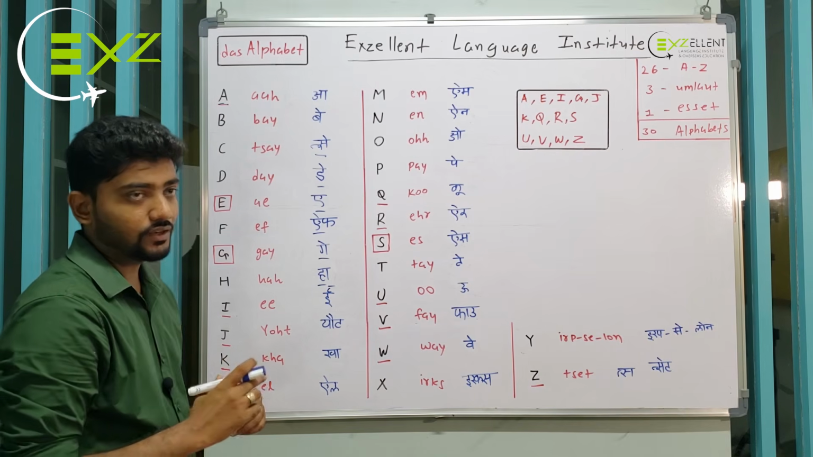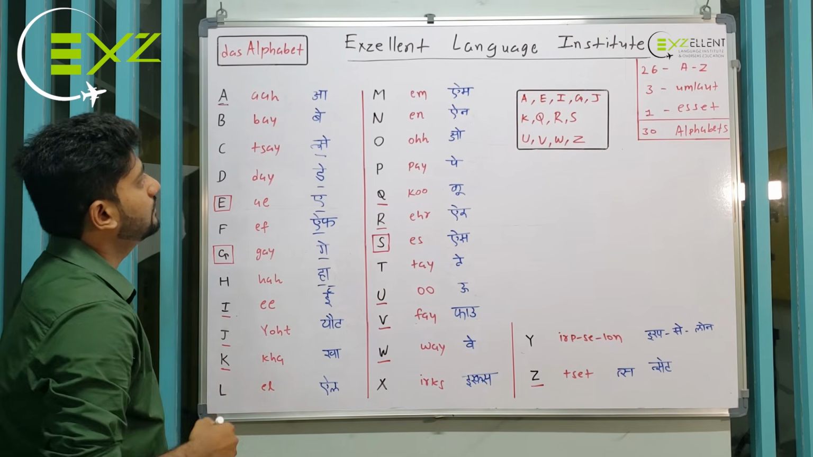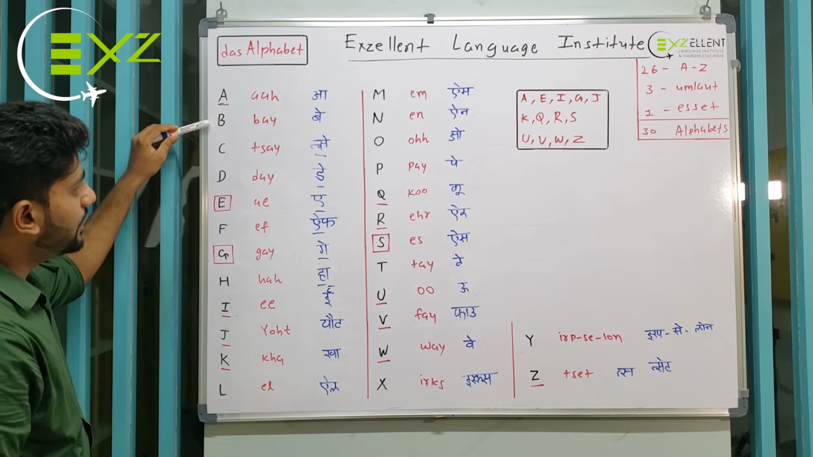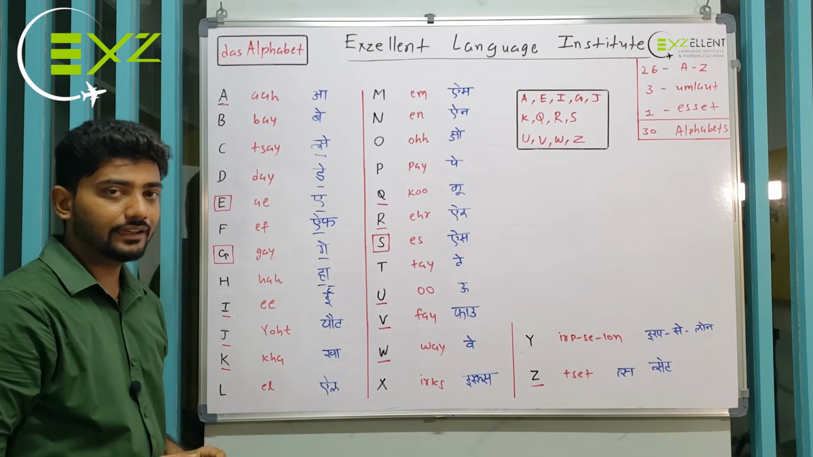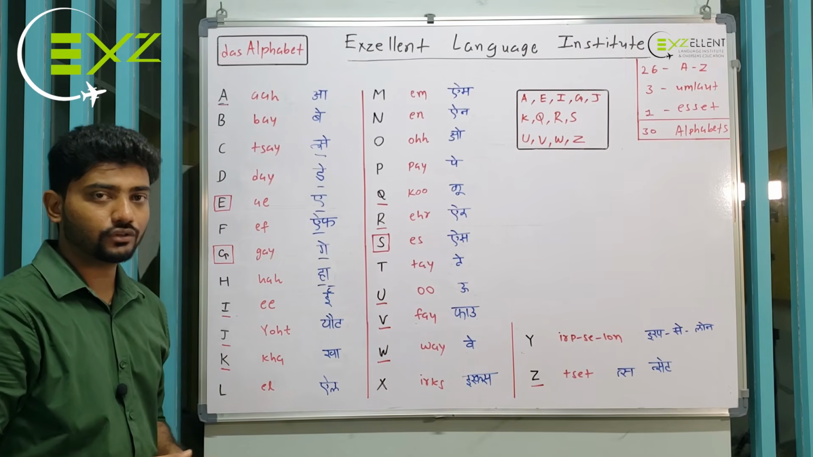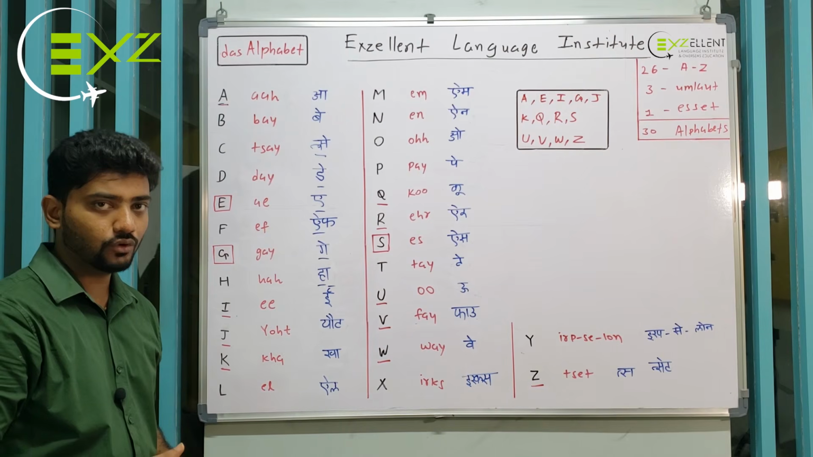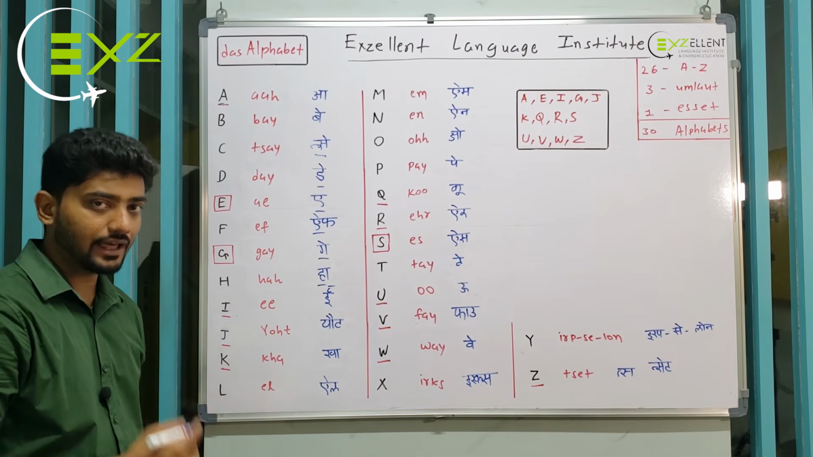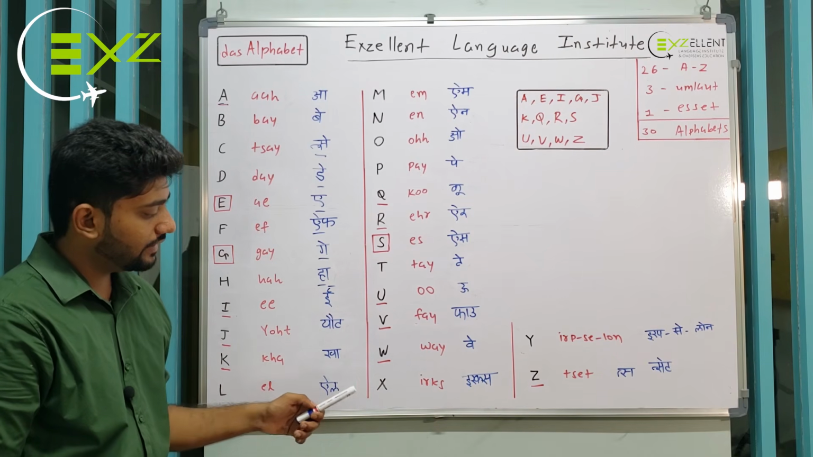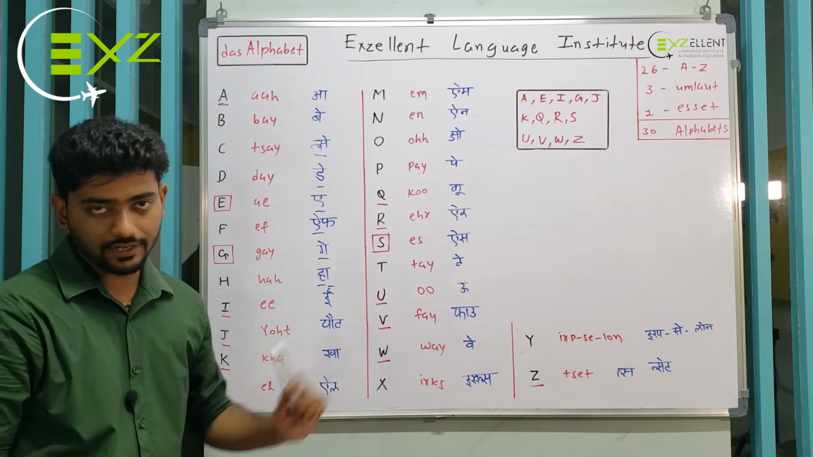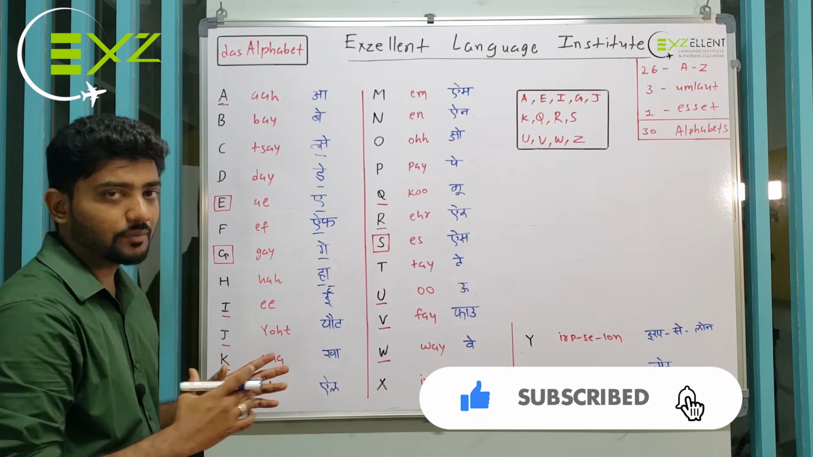all together. Then we will discuss each alphabet one by one. Okay. So A, B, C, D, E, F, G, H, I, J, K, L, M, N, O, P, Q, R, S, T, U, V, W, X, Y, Z. Now let's go through each alphabet one by one.